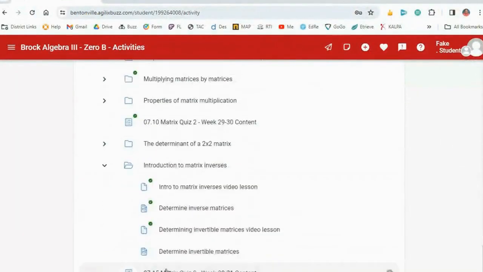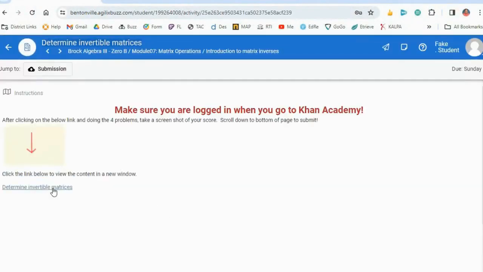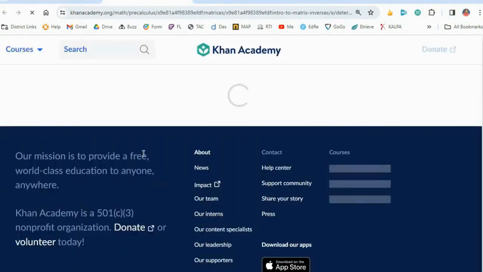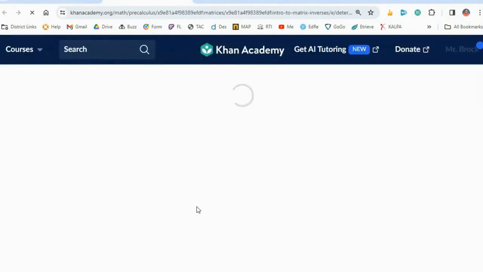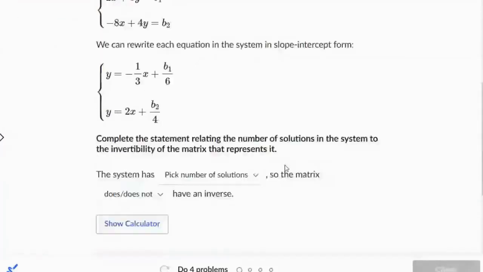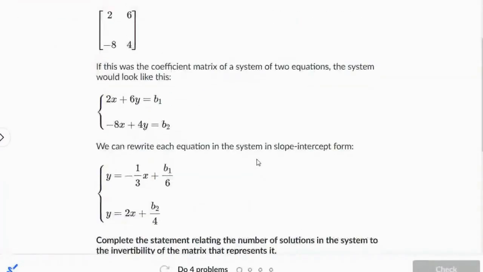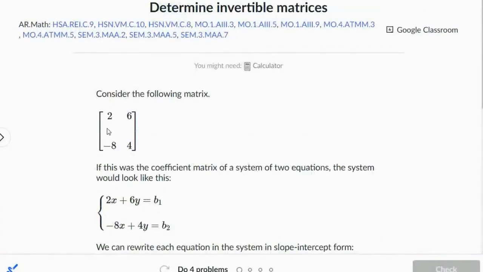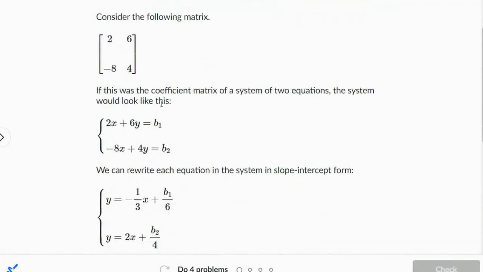And that only matters because we have a quiz that talks about that. Let's look at our last thing. We're looking at a quiz. Oh, determine invertible matrices. Let's look at that assignment real quick, the one that goes with this video that we just looked at. And then we're going to look at the quiz real quick too. So let's go. Okay. So it gives us a matrix. It says if this was a systems of equations matrix where it's 2x plus 6y and negative 8x plus 4y, because matrices can be systems of equations, equals whatever, B1 and B2.